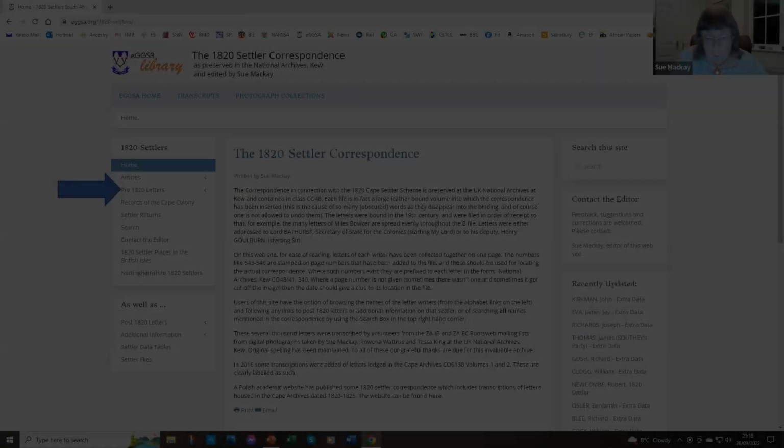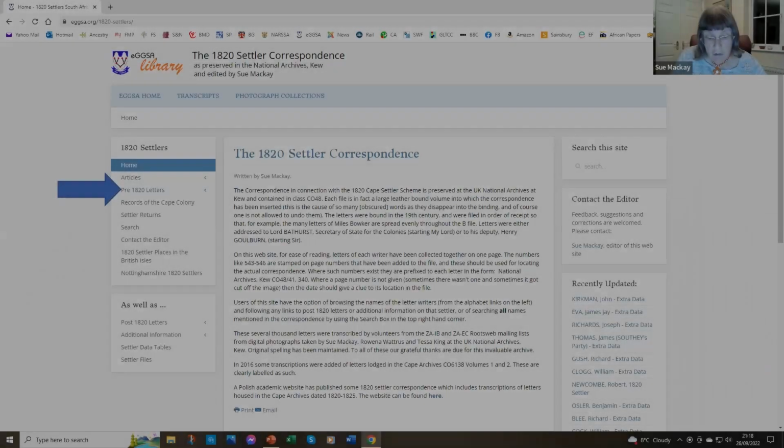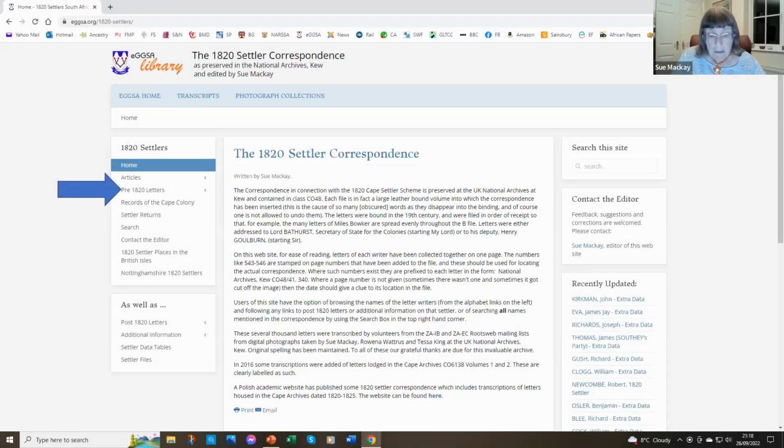So this is the homepage of the 1820 Settlers section of the eGGSA site. The link to the original letters of application written in 1819 can be found on the left-hand side. Letters written by actual settlers are marked as such, and their names in the correspondence are highlighted in red. Original spelling has been preserved throughout, no thanks to the Microsoft spell checker. And some correspondents were barely literate, and the spelling is colourful to say the least.